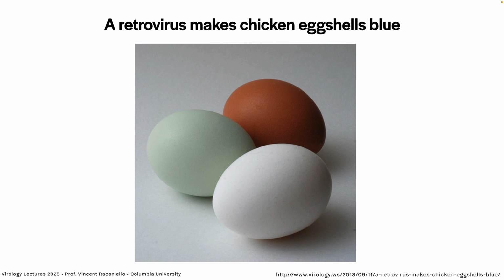Okay, why are chicken eggs blue? Chicken eggs can be multiple colors, and if a farmer has a chicken that suddenly gives rise to a blue egg, which is this one here, the farmer begins to breed it, so it makes lines that make only blue eggs. What is making the egg blue is an endogenous retrovirus inserted next to the gene that makes blue pigment in the uterus of the chicken.